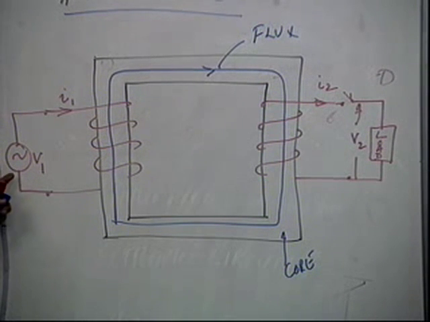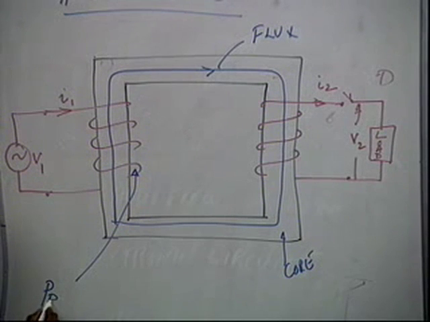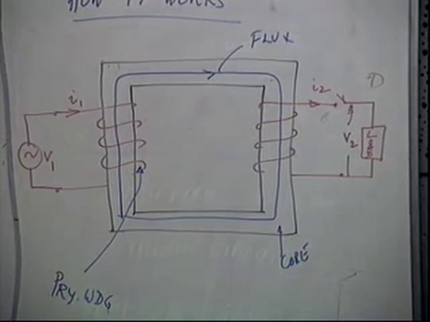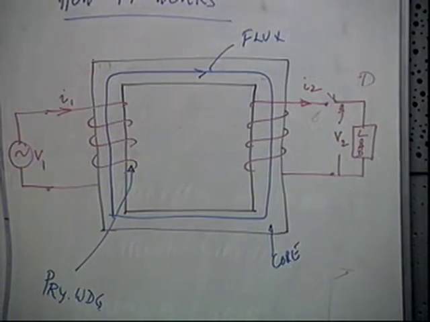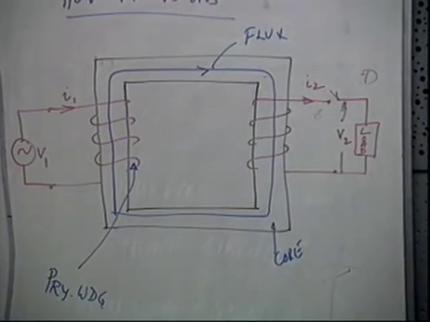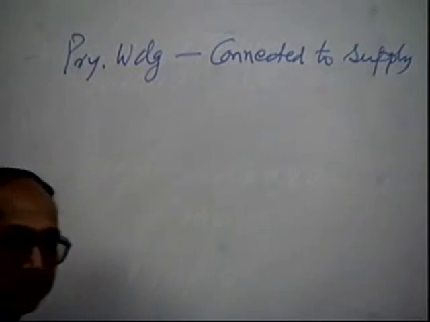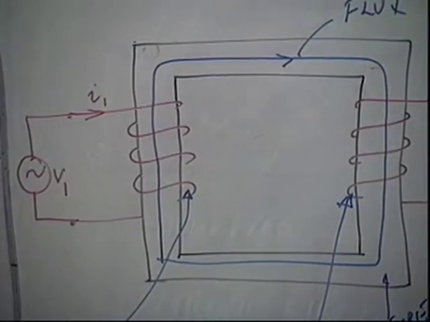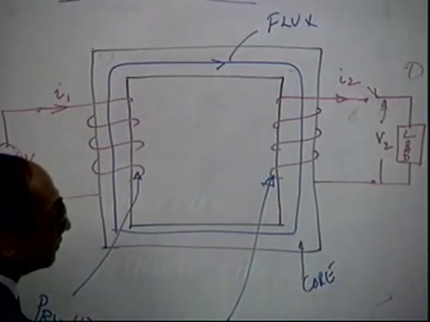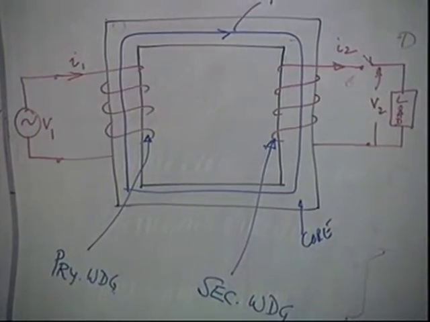Now, the winding to which you are connecting a supply is called the primary winding. So it's called a primary winding where you connect to a supply. That is the definition. So you say primary winding is that which is connected to the supply, and the one connected to the load is called what? Secondary winding. So the one connected to the load is called a secondary winding. So we write: the secondary winding is that which is connected to the load.